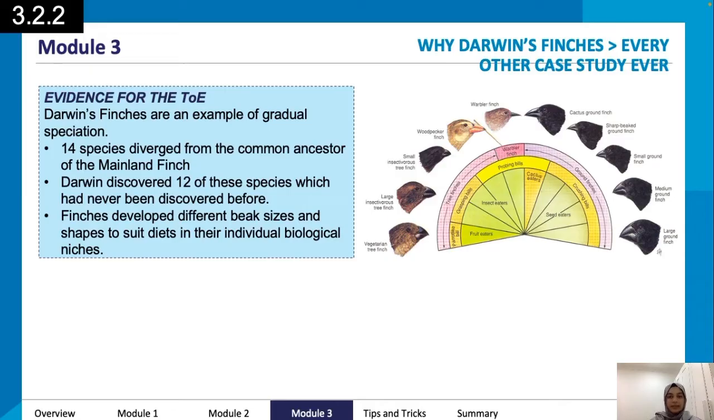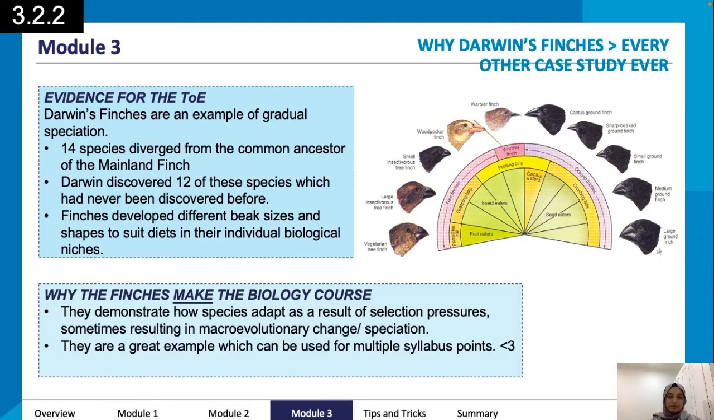Okay, mainland finch. Darwin discovered 12 of these species, which had never been discovered before. Finches developed different beak sizes and shapes to suit the diets in their individual biological niches. So we've got some fruit eaters, insect eaters, we've got some seed eaters. Their beaks were shaped accordingly.